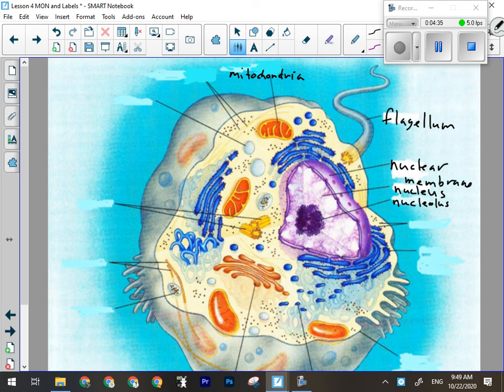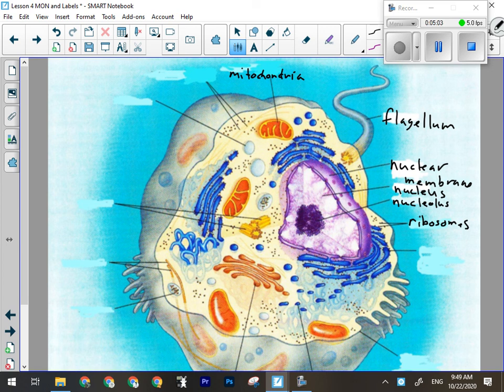Next one down are the little purple dots. Those are ribosomes. They work very closely with the nucleolus because they're the things that get that copied DNA. They're the things that actually carry out the protein synthesis, so they can read the instructions and make the proteins.